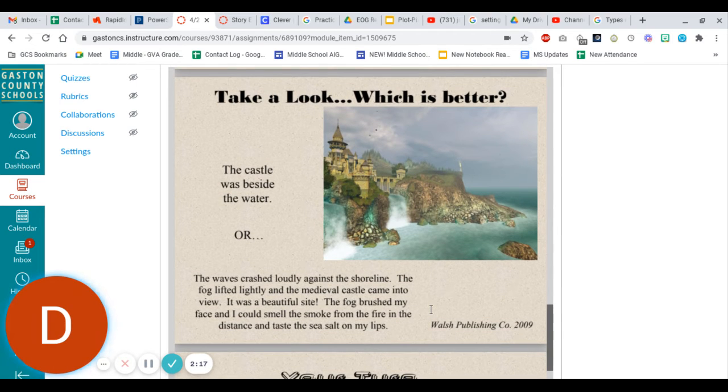You can definitely tell that the description of this tells me where it is, but it also uses the five senses. We definitely see waves crashing. We see the fog lifting. You feel the touch by the fog brushing your face, so you can feel that. You can smell the smoke from the fire and the taste, where they talked about the taste of the sea salt on the lips. This is a much better description of a setting than the castle was beside the water.